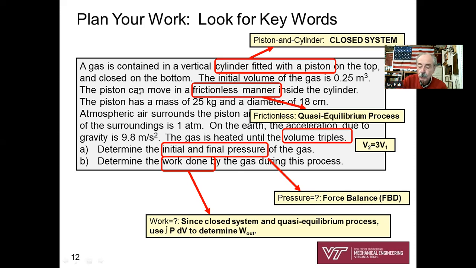Okay. Next keyword to pick out here, frictionless manner. That's your clue to say that the process is quasi-equilibrium. That's going to enable you to integrate for work. Work is integral PdV. Okay. Let's see if we fish out other keywords. Let's see, acceleration due to gravity, 9.8 meters per second squared. That's given. We're going to use that. Gas is heated until the volume triples. Wow, that's given information. So you can write down that V2 equals 3V1. That's going to be very valuable on your sketch.